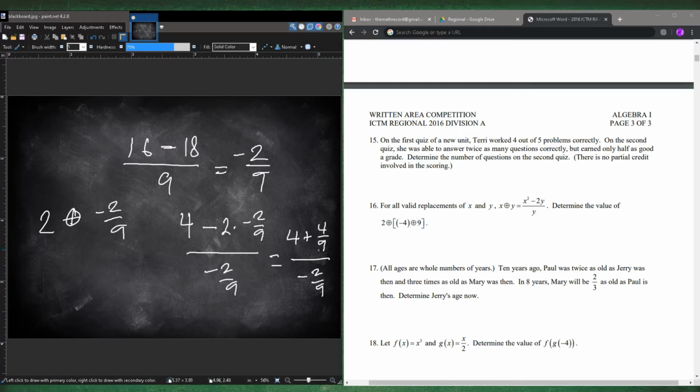Okay, so adding those together. 4 is the same thing as 36 over 9. So that's 40 over 9. And then dividing by a fraction is the same thing as multiplying by the reciprocal. So we're multiplying by negative 9 over 2. So this cancels with this, leaves that negative 1. Divide, that's a 2, 20. So our answer for number 16 is negative 20. Okay.